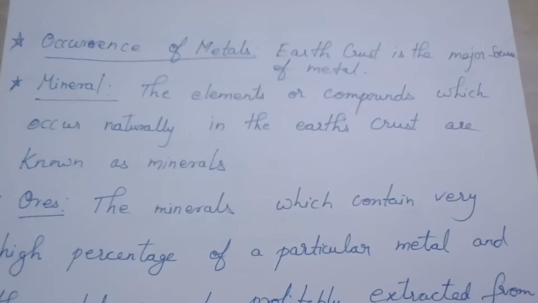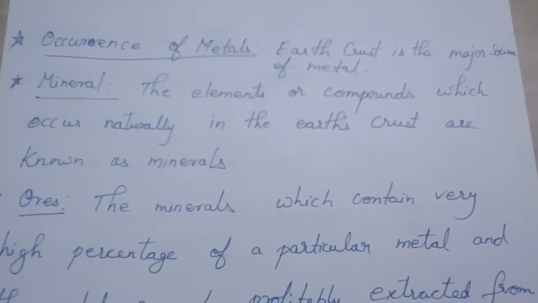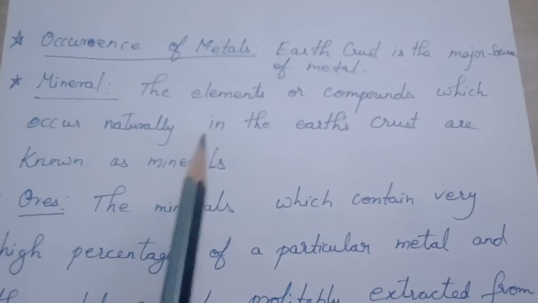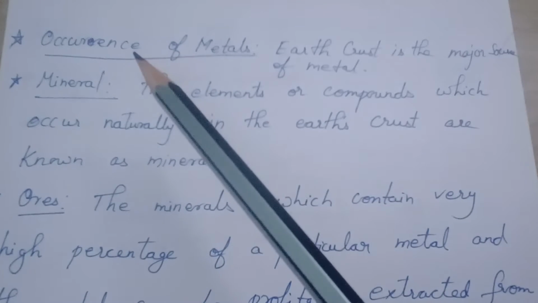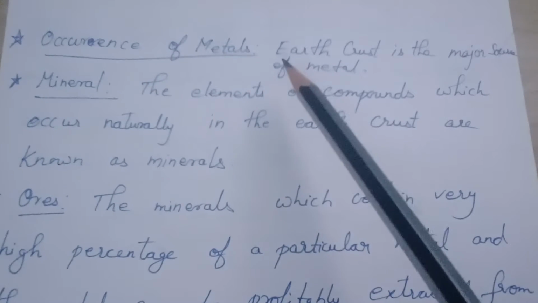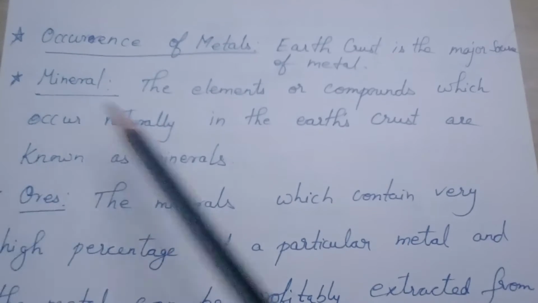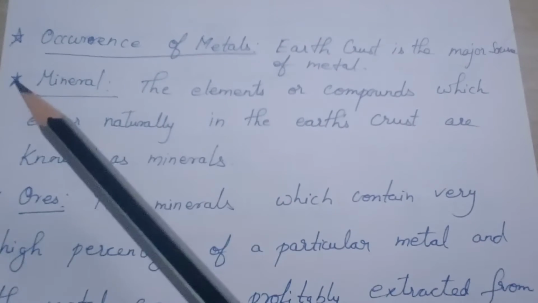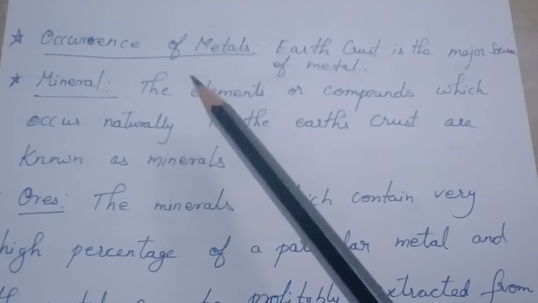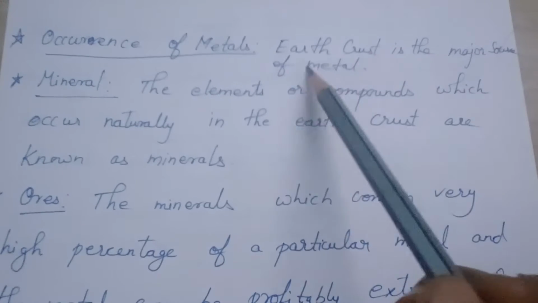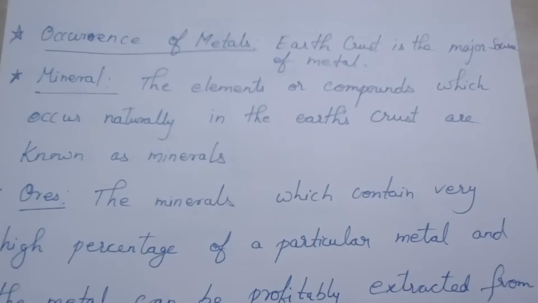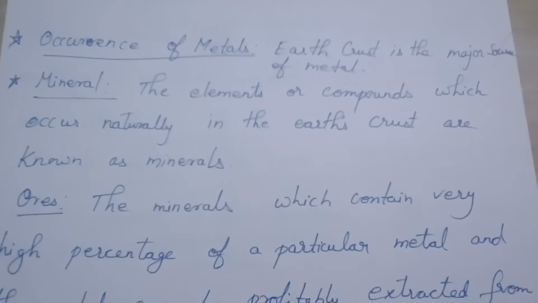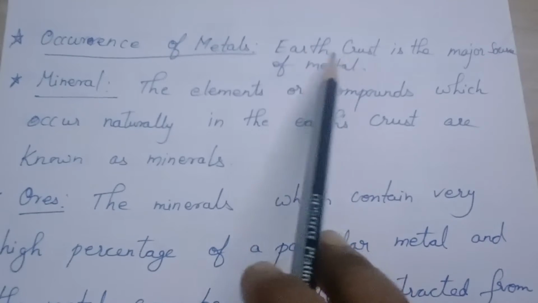Hi dear. Today we'll see the occurrence of metals, how metals are present in the earth. Usually the three layers of the earth are the innermost part, the core, the middle part, the mantle, and the uppermost part exposed to the atmosphere, the crust, right? So the earth's crust is the major source of metal. Most of the metals are in the crust part of the earth.